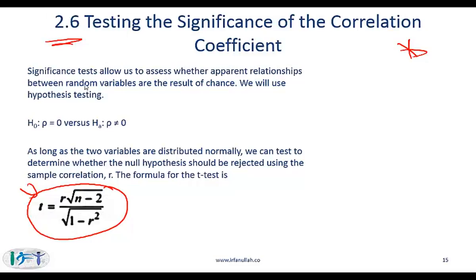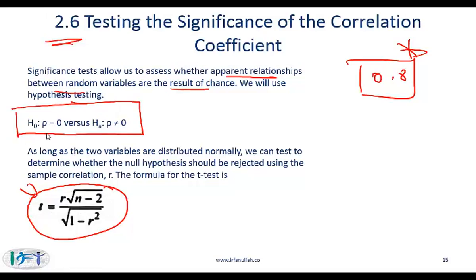Okay, let me go through this more formally now. Significance tests allow us to assess whether the apparent relationship between random variables is the result of chance. And what we are going to do now is use hypothesis testing. If we go back to our example of money supply growth versus inflation, let's say that you pick 4 or 5 countries and you come up with a certain correlation number of 0.8. Is this statistically significant? The way we do this is we set up a null hypothesis. The null hypothesis is generally what we want to reject, if you remember from level 1. So we set up a null hypothesis that rho is 0.